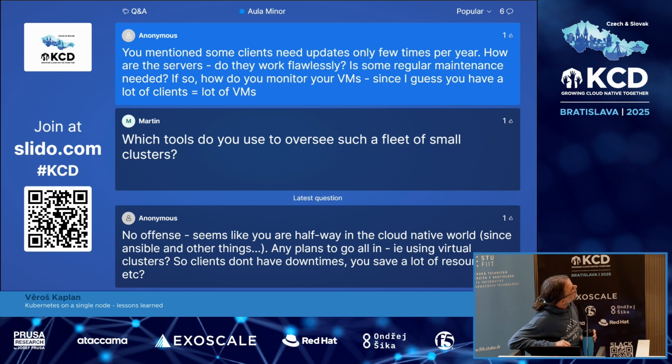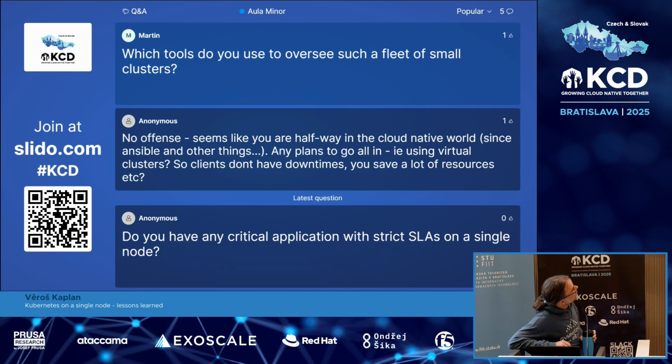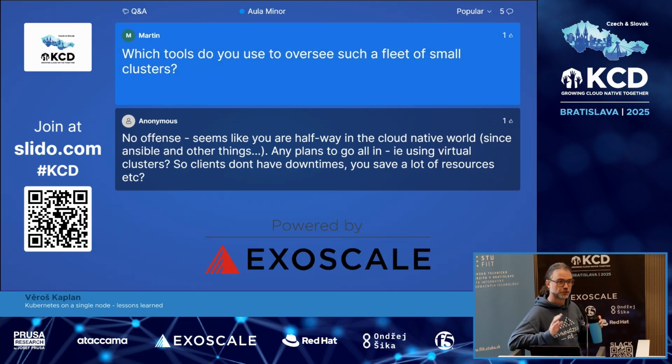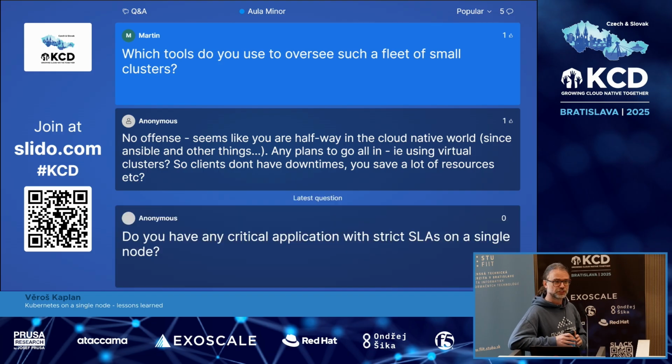And which tools do we use to oversee such a fleet of small clusters? Again, it depends. At the moment, we are using Icinga because we have had it for a very long time. We are using Icinga with Prometheus together, and it works. We are evaluating some other solutions, but well, it works, so we don't touch that.